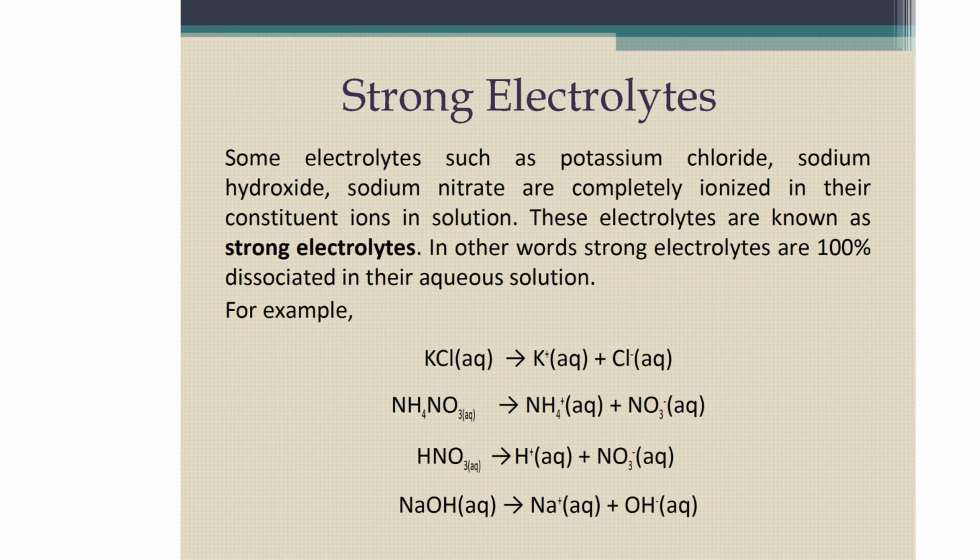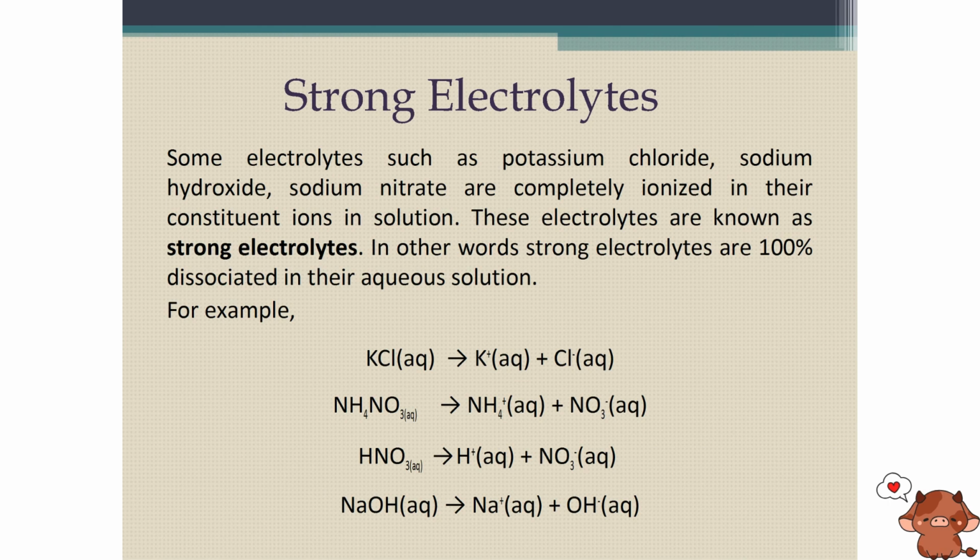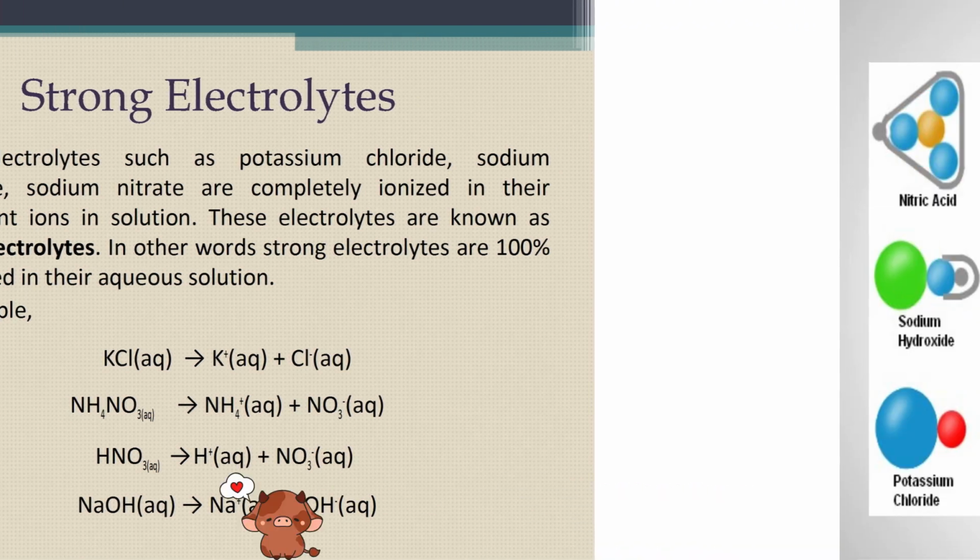Next up, strong electrolytes. Some electrolytes like potassium chloride, sodium hydroxide, and sodium nitrate are completely ionized into their constituent ions in solution. These are known as strong electrolytes. In other words, strong electrolytes are 100% dissociated in their aqueous solution. For example, potassium chloride dissociates into potassium and chloride ions. Ammonium nitrate gives ammonium and nitrate ions. Nitric acid breaks into hydrogen and nitrate ions. And sodium hydroxide gives sodium and hydroxide ions.